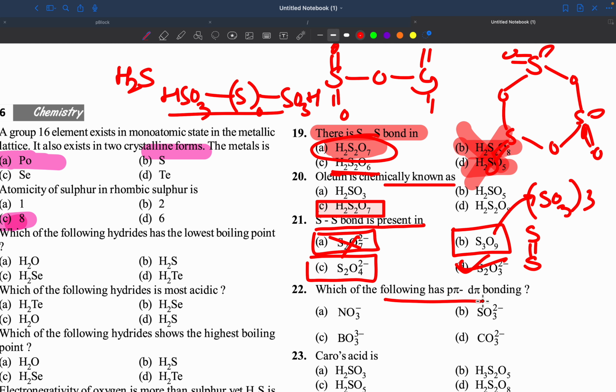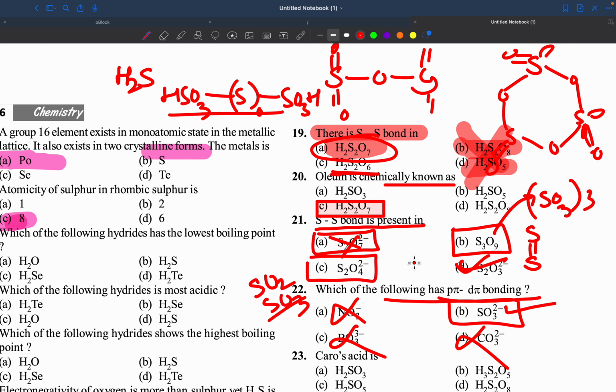Which of the following has p pi d pi bonds? P pi d pi bonds are present in SO2, SO3 and all sulfur containing compounds. Nitrogen, boron, carbon do not have d orbitals. So only one is left. Answer is B here.